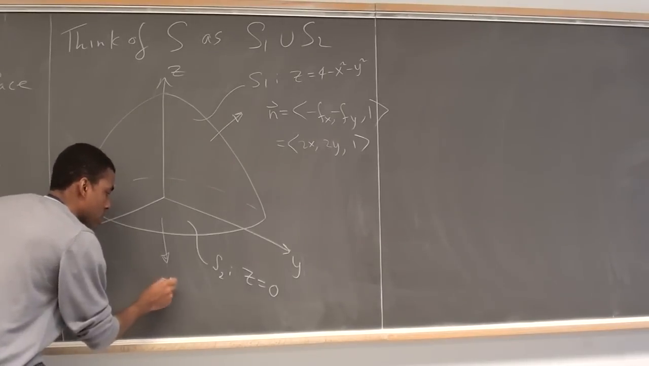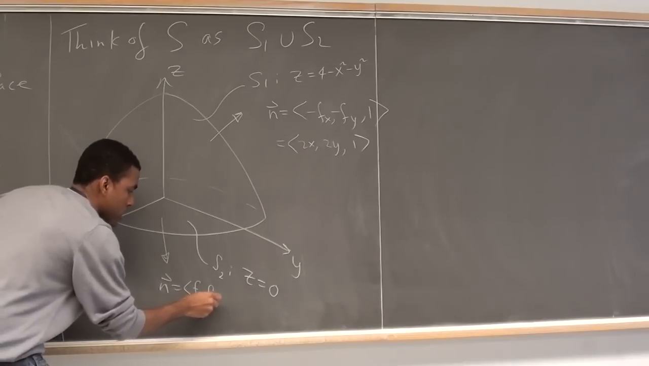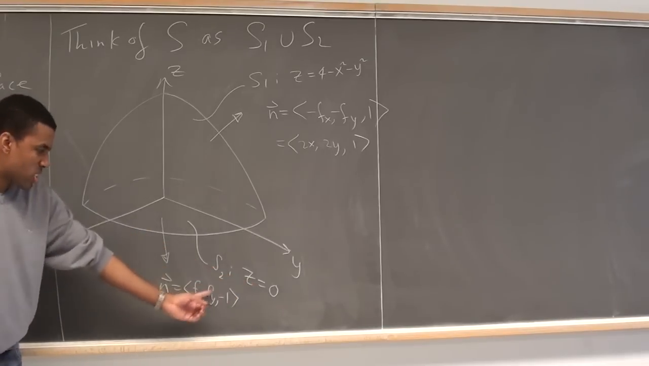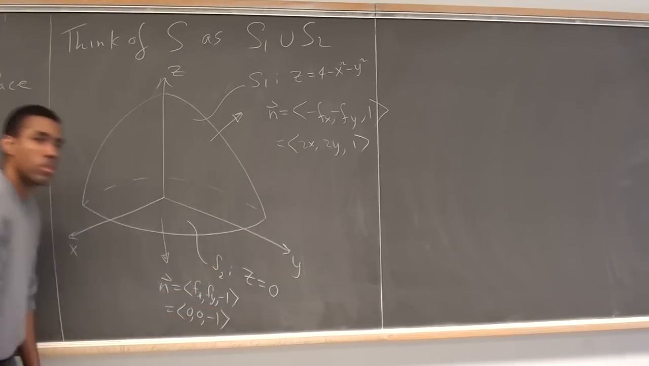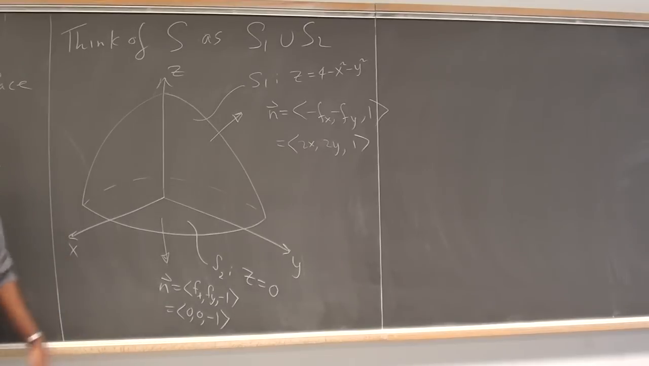Here, I know my n should be fx, fy, negative 1. But your z is a constant. The partials are just 0. This is just 0, 0, negative 1, which is also obvious. It's a flat surface and it's pointing straight down.